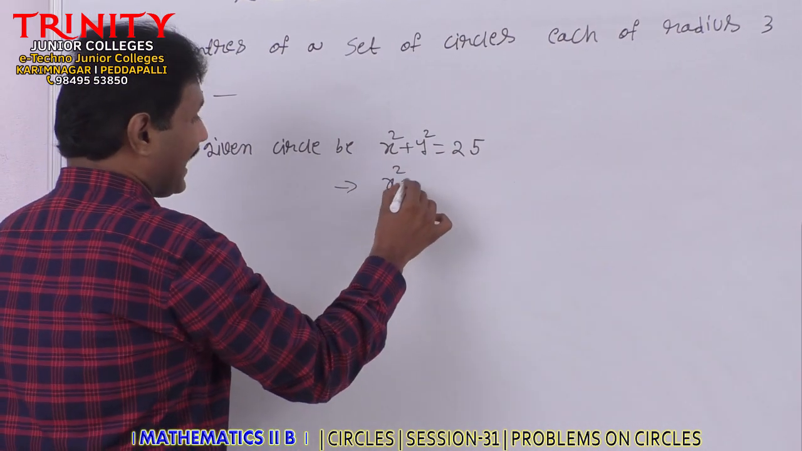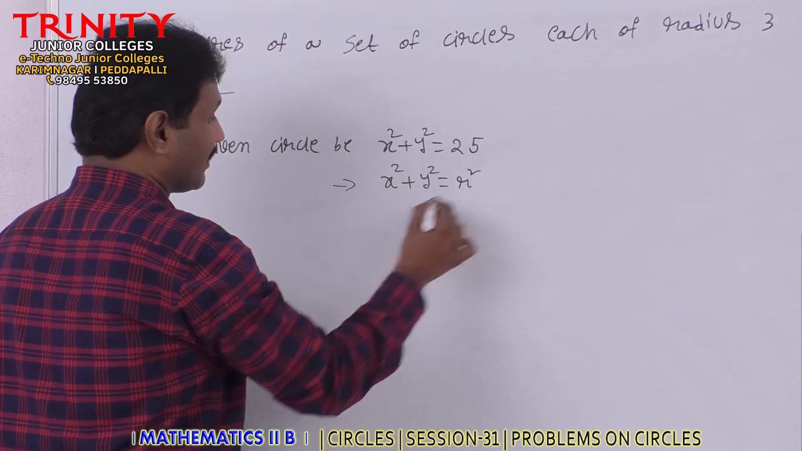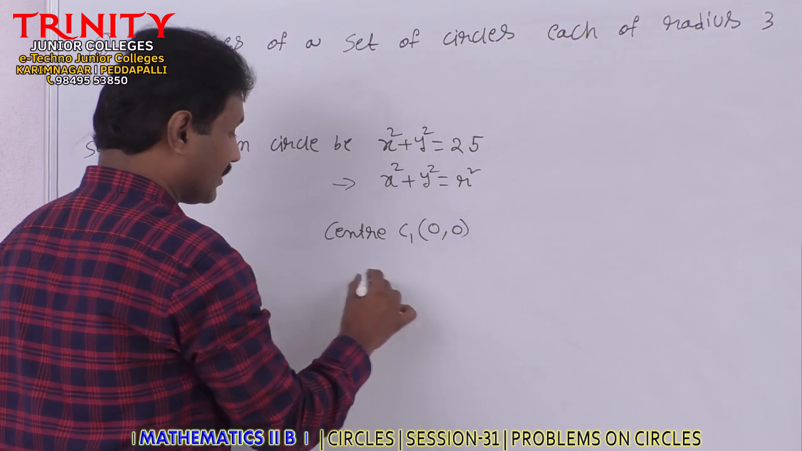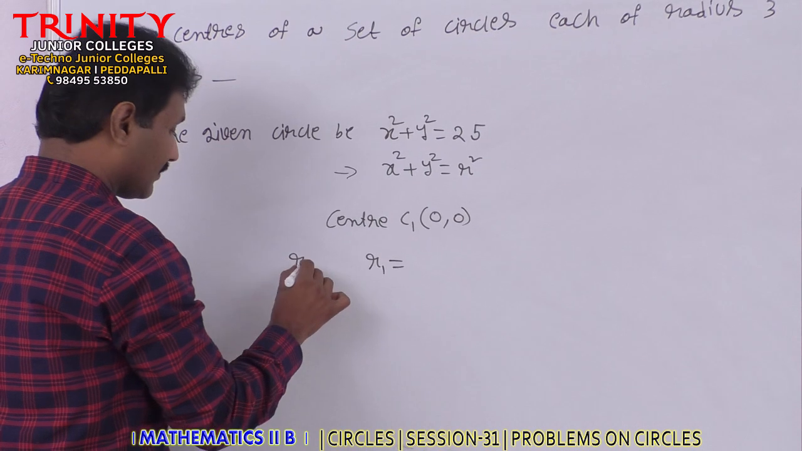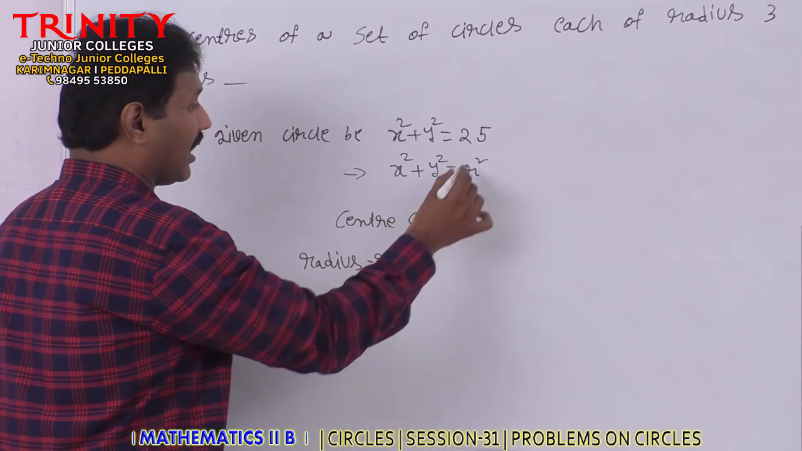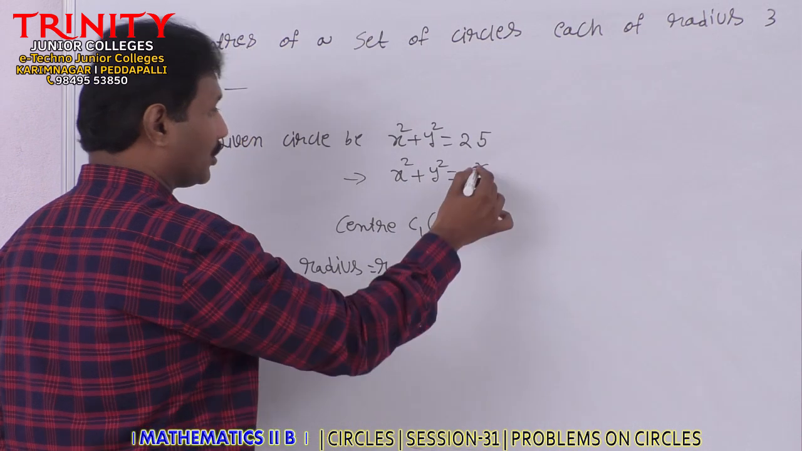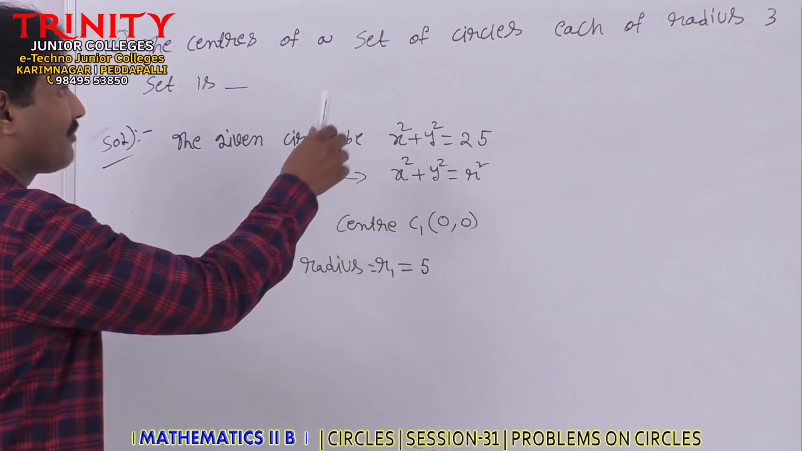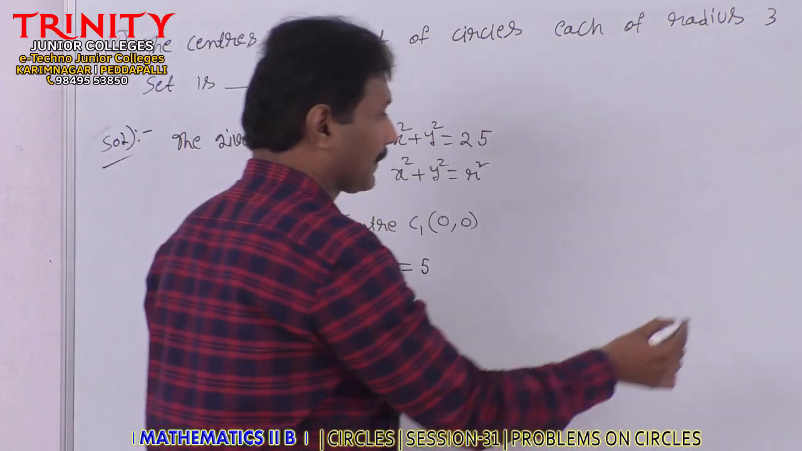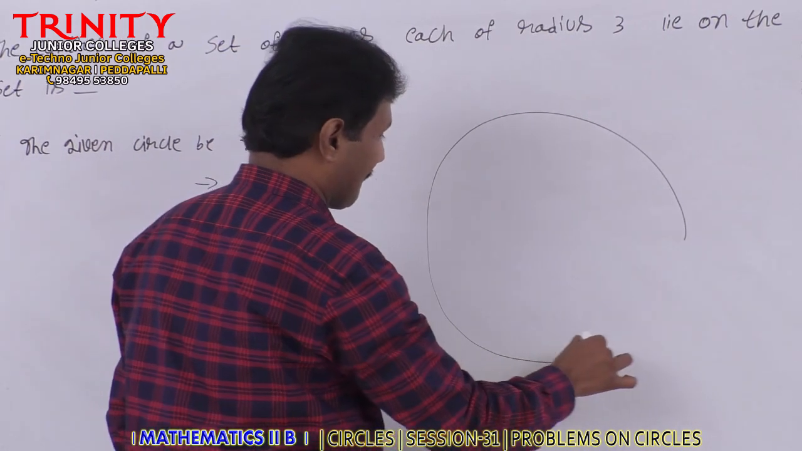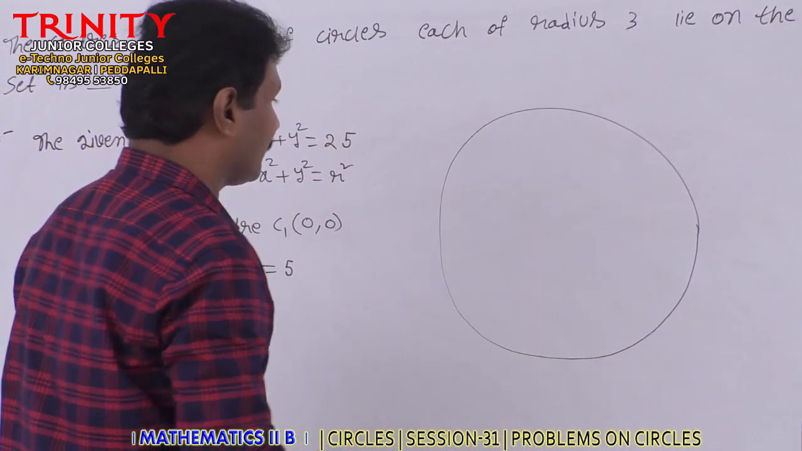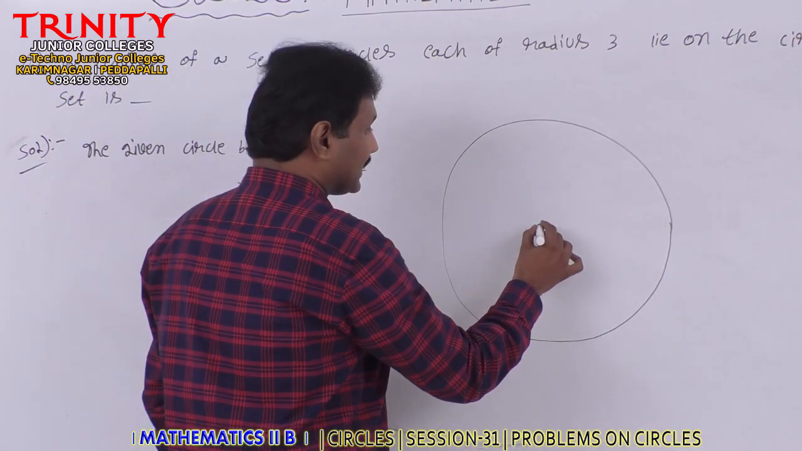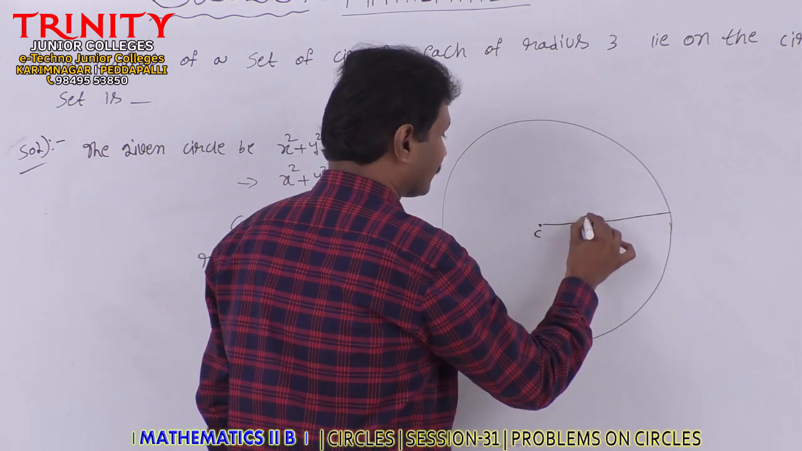This is of the form x square plus y square equal to r square, where the center of the circle is C1 equal to (0, 0), and the radius of the circle R1 equal to 5. Here 25 means 5 whole square. The radius of the first circle is 5. The centers of the set of circles each have radius 3. This is the center, the origin. This radius is 5.